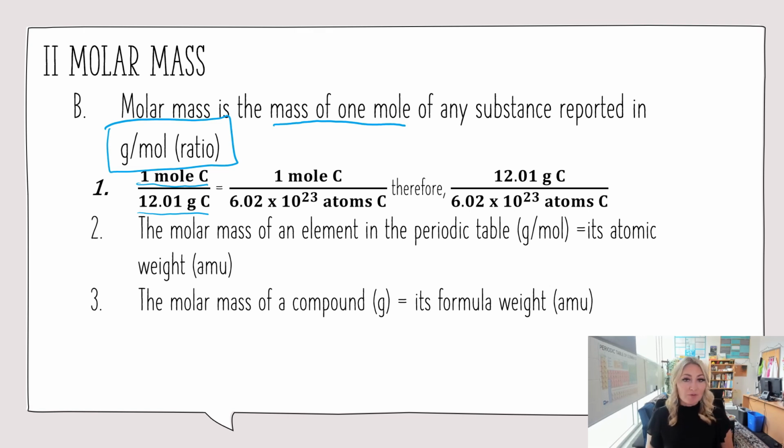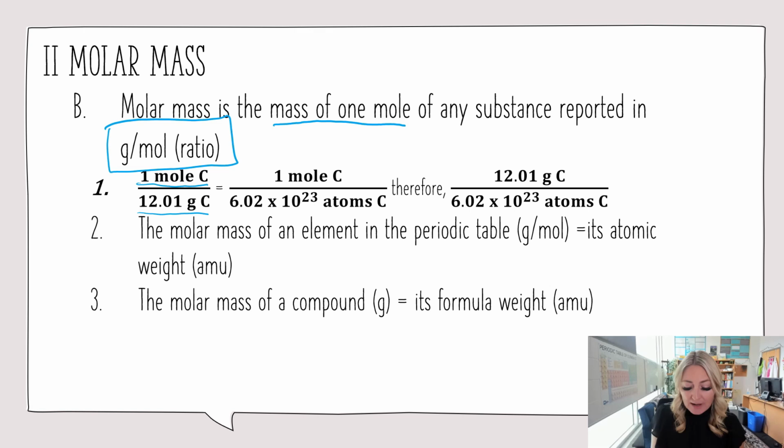I also know that 1 mole of carbon is equal to an Avogadro's number worth of atoms of carbon. So 1 mole of carbon is equal to 6.02 times 10 to the 23rd atoms. So therefore, because all of these things are equal to one another, I can also say that 12.01 grams of carbon is equivalent to 6.02 times 10 to the 23rd atoms of carbon. So there are that many atoms of carbon in 12.01 grams of carbon. So we have a lot of numerical equalities here.